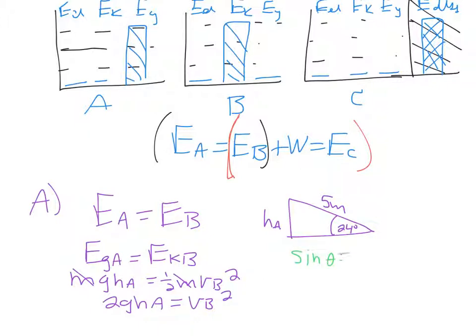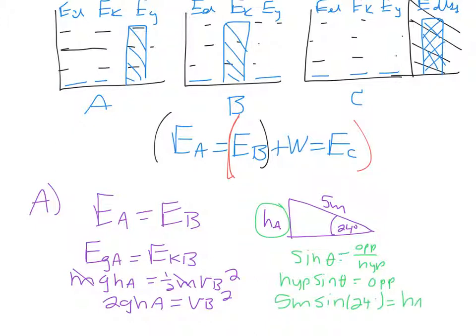Sine theta equals opposite over hypotenuse. So the hypotenuse times the sine of the angle equals the opposite side. So this is the opposite. 5 meters times sine 24 degrees equals that height at A. Make sure your calculators are in degrees and not radians. We get 2.03, keeps on going, meters for the height at A.